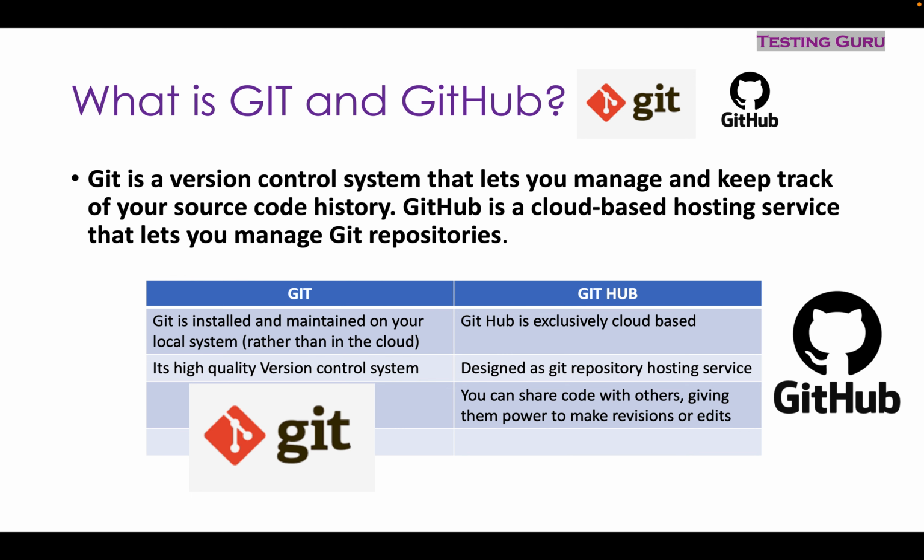So Git and GitHub go hand in hand. When you make changes locally and push them to GitHub, the other team can pull that same repository and work on it, edit it, or modify it. The versions are maintained in GitHub as well as in Git. In both cases we can do that.